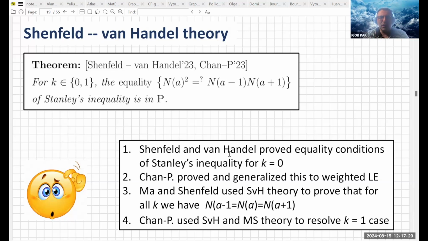And for k equal to one, we actually didn't use combinatorial atlas. We used the Shenfeld-van Handel theory, which was extended by Ma and Shenfeld, to completely resolve the k equal to one case. That's the technical part that is rather tedious. And we used some combinatorial tools such as promotion and demotion due to Schützenberger and so forth. So this part is combinatorial, but completely not self-contained. Okay, so that is the story of Stanley's inequalities. Is everyone okay with this?